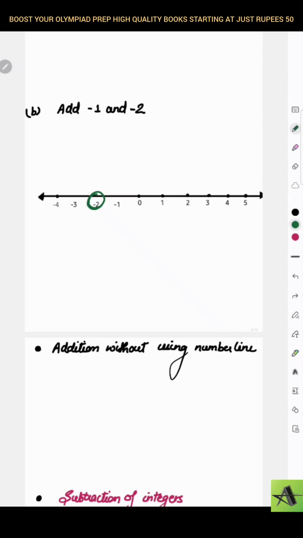-1 is a negative number. That means we have to move 1 unit towards the left. The negative sign is saying to move towards the left-hand side. So 1 unit towards the left-hand side, and I'll reach here, and my final answer will be -3.